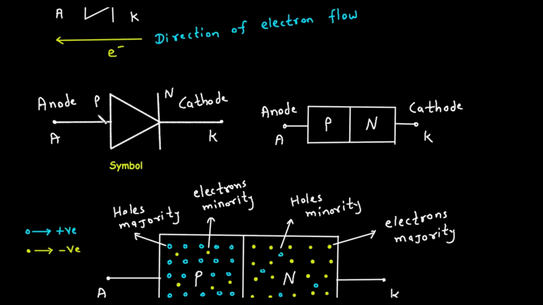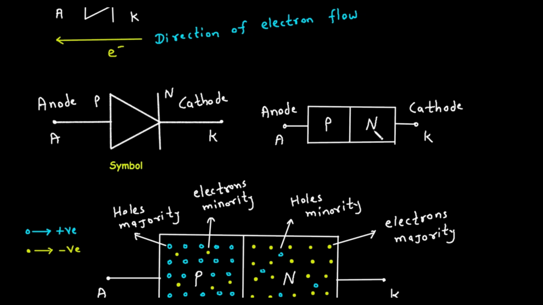Now, let's look at the diagrams just below this. On the left, we see the diode symbol again, clearly labeling the anode, or P side, and the cathode, or N side. The terminals are marked A for anode and K for cathode. To the right of the symbol, we see a block diagram which represents the physical structure of the diode. It's a rectangle divided into two sections.